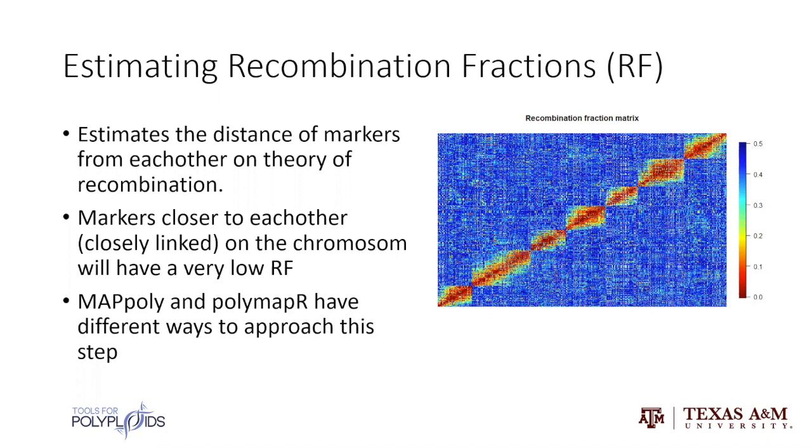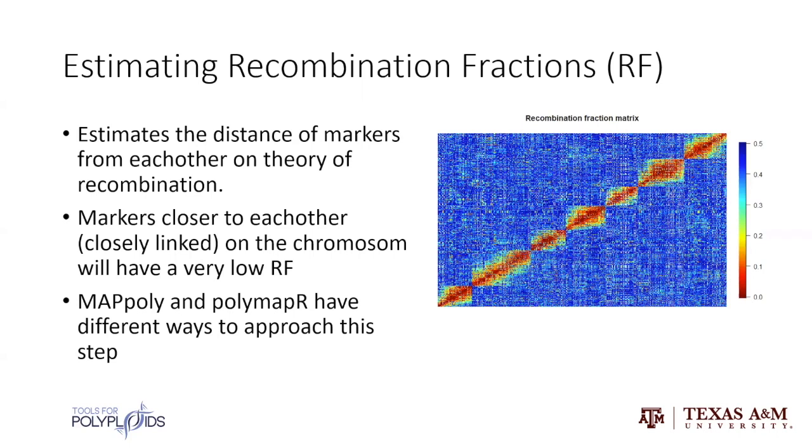MAPpoly is working on, and has implemented, a quicker way to estimate all the recombination fractions, which you can find by looking at their software. But the two key differences are that MAPpoly does it between every single marker type, and with PolyMapper, it does the simplex nulliplex first, and then calculates all the other marker types relative to those.